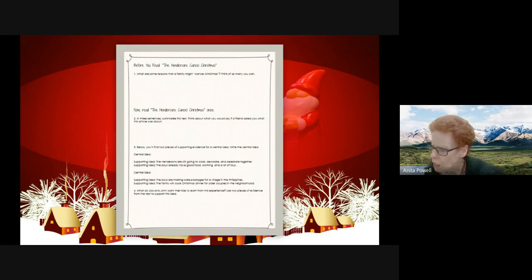Okay, you'll find below 2 pieces of supporting evidence for a central idea. Write the central idea. The Hendersons are still going to cook, decorate, and celebrate together. Supporting idea: the boys already have good food, clothing, and lots of toys. Supporting idea: the boys are making care packages for a village in the Philippines. The family will cook Christmas dinner for the older couples in the neighborhood.